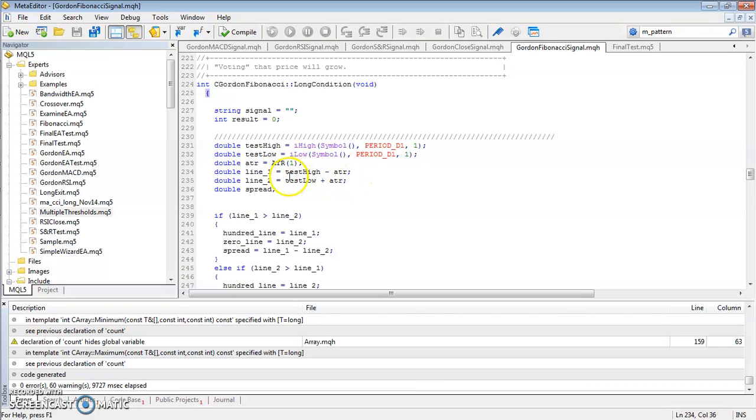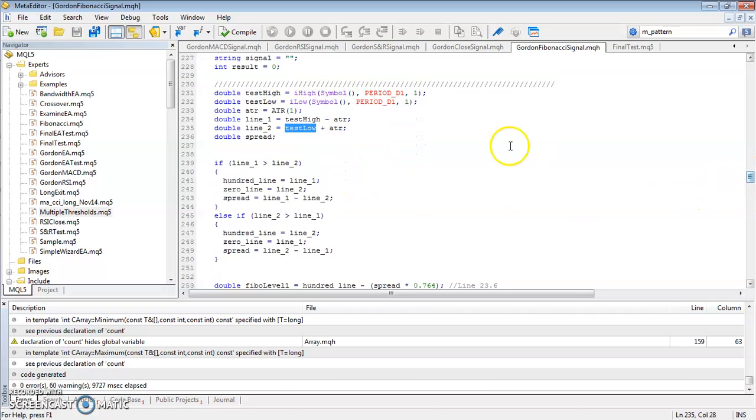So for example, here we get the previous day's high minus the ATR, and here we have the previous day's low plus the ATR. Now, if line 1 is greater than line 2, then line 1 becomes the 100 line for the Fibonacci retracement lines, and line 2 becomes the 0 line in the Fibonacci retracement lines. And the spread would be line 1 minus line 2.